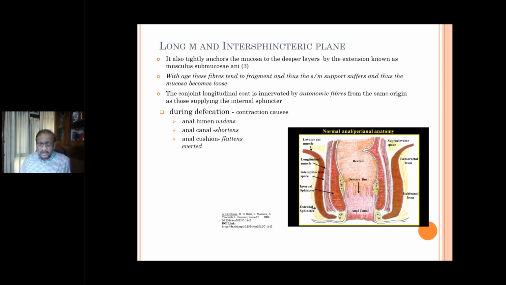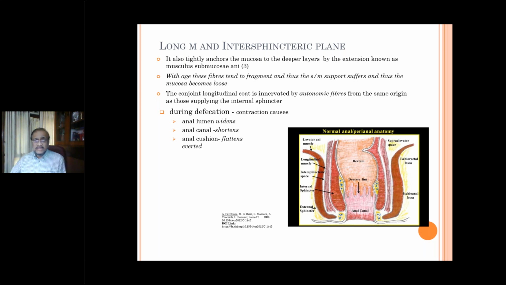Why? Collagen is gone, the fibrous tissue is gone. So similarly out here, the fibrous tissue fragments, and then the support suffers, and this part of the mucosa becomes loose. It becomes loose, giving rise to the typical formation of grade 3 and grade 4 hemorrhoids, which are much more common in the old age group.